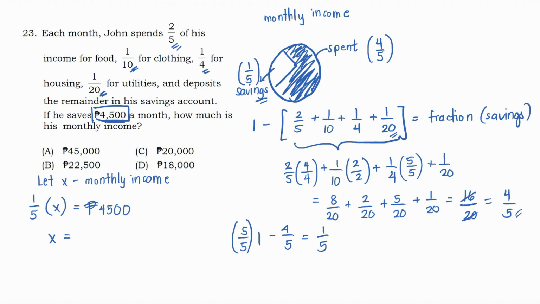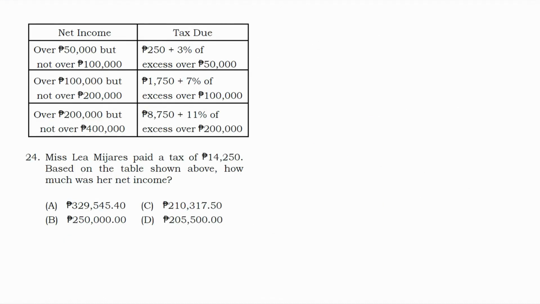So, pwede mo rin yung gawing 4,500 times 5 is equal to, kaya na lang mag-manual na multiplication. Equal siya sa 22,500. So, this one is our final answer. Letter B. Number 24, Miss Leia Mijares paid a tax of 14,250. Based on the table shown above, how much was her net income?